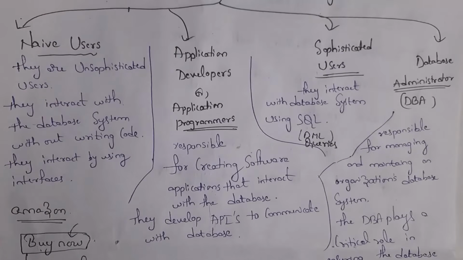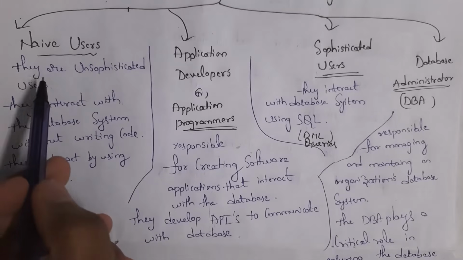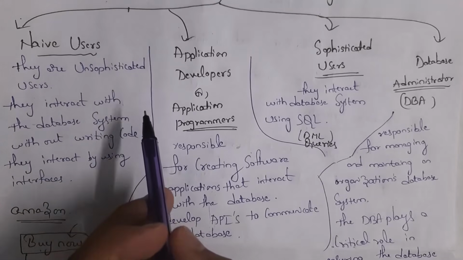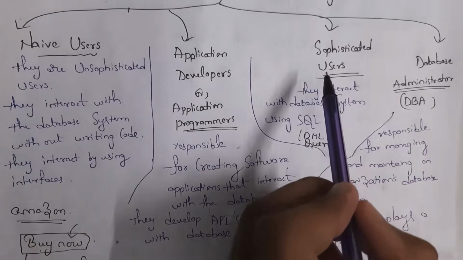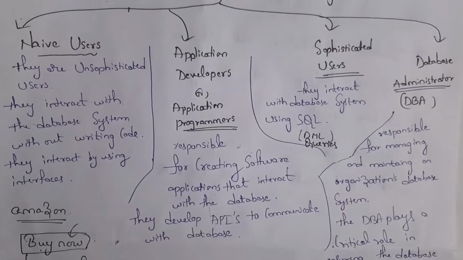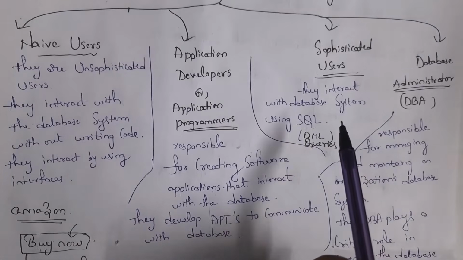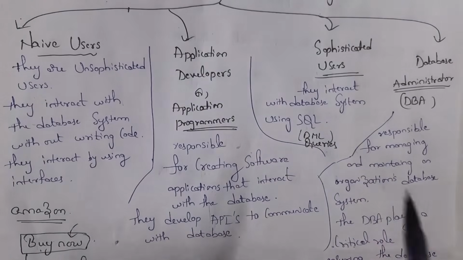Next users are sophisticated users. Whereas naive users are unsophisticated users, that means they don't have any knowledge of databases, sophisticated users have knowledge of databases. That means by using structured query language commands, they will directly interact with the database.